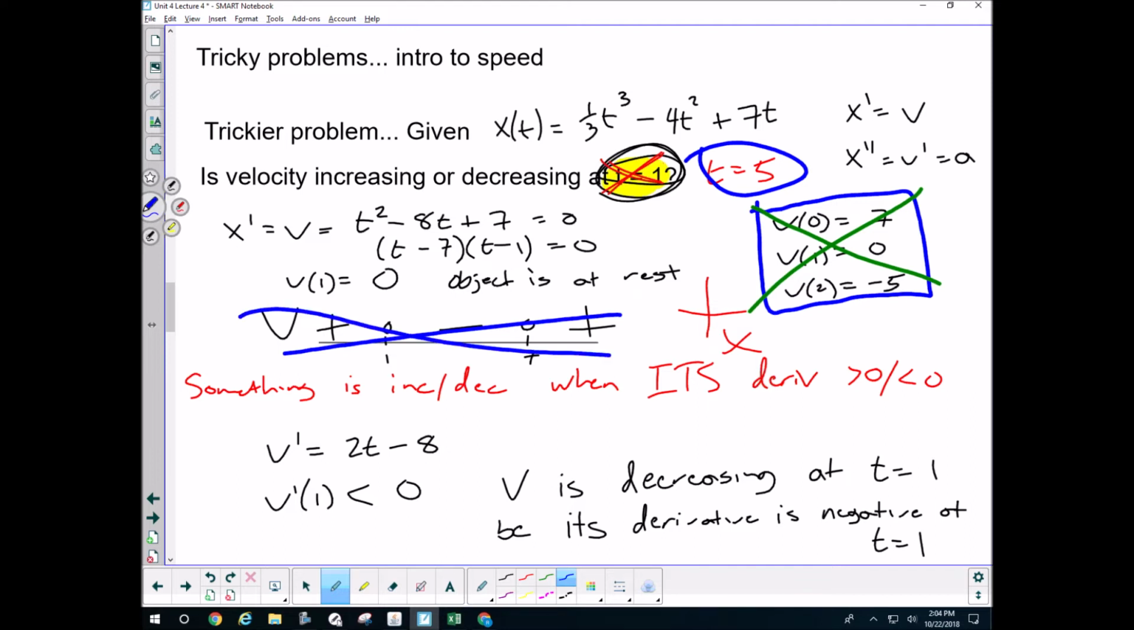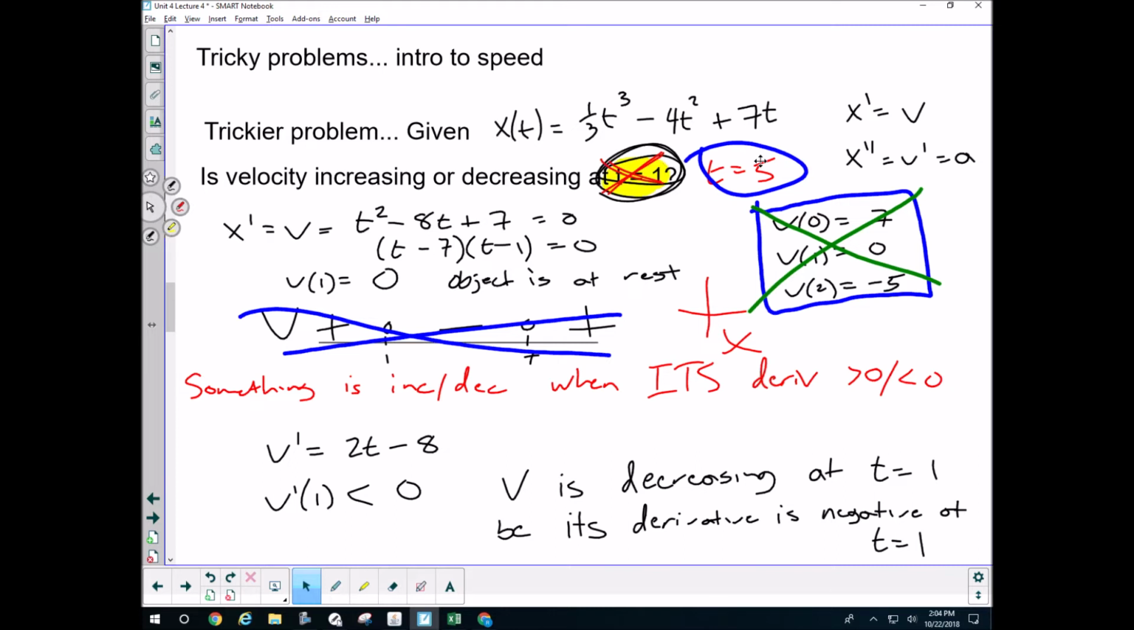So what would you have to do? What we did the first time around. You would take the derivative and see if it's positive or negative. So if I plugged in 5 in here, would I get a positive or negative? Positive. So at t equals 5, is the velocity increasing or decreasing? Increasing. Does that make sense?